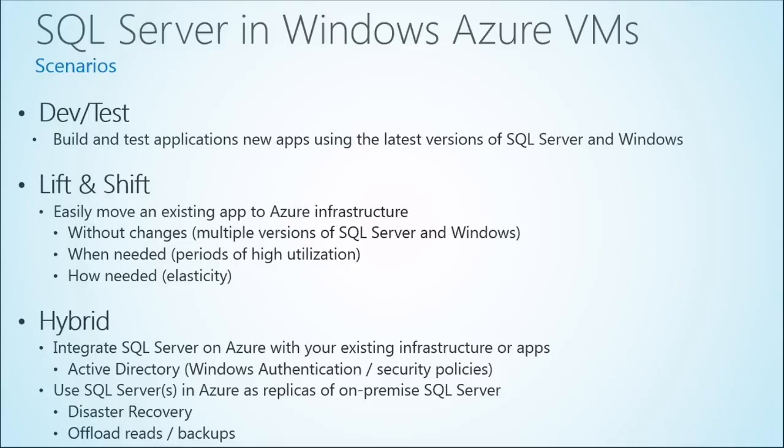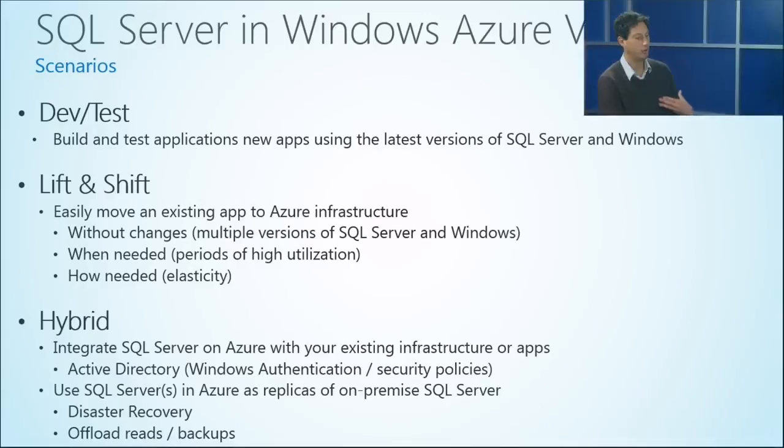Lift and shift. So customers want to move an existing application to Azure. They can do this without any changes, right? They can simply move the database to SQL Server in Windows Azure and continue running. Again, we support multiple versions of SQL and Windows, so whatever version you are using on-premise, you can use it there. Whenever you need it, so some customers, for example, have some periods when they need higher processing power or larger amounts of memory. During those periods, they can move it, for example, to Windows Azure and run the application there.